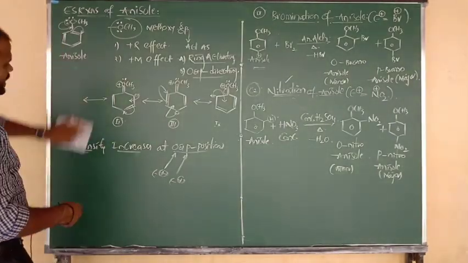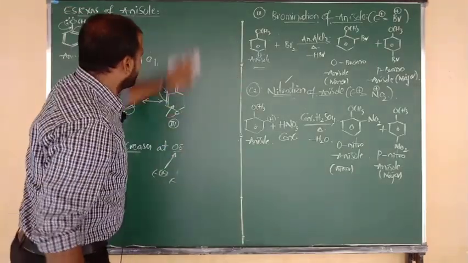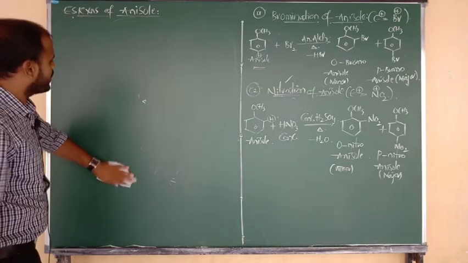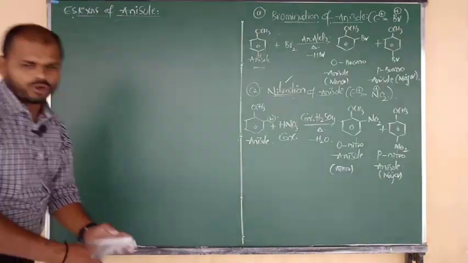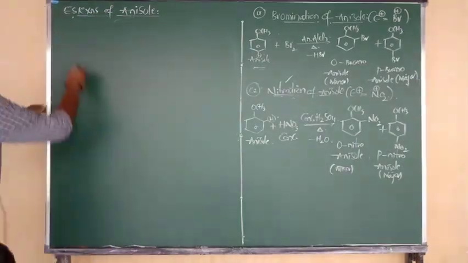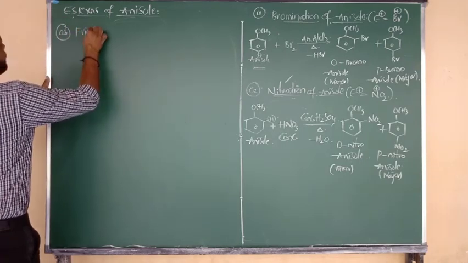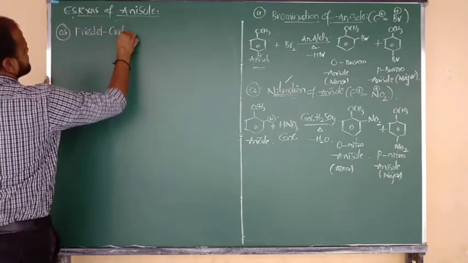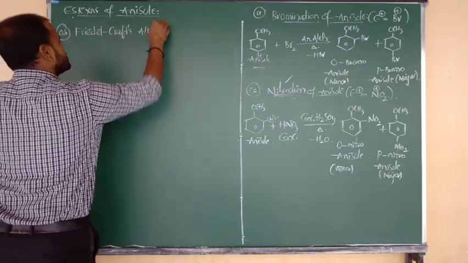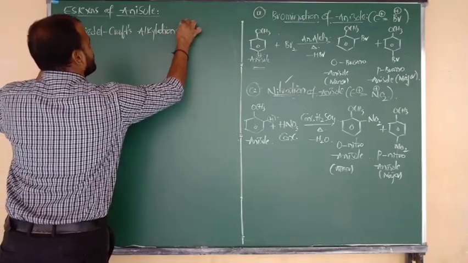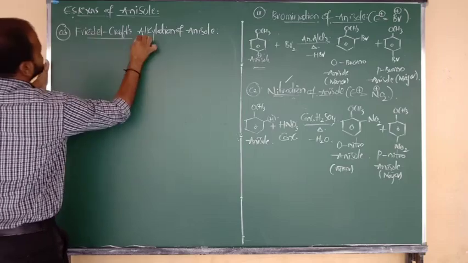The third one and fourth one are the Friedel-Crafts reactions. Yes, you know very well. Friedel-Crafts alkylation and one more, what, beta? Friedel-Crafts acylation. Such two electrophilic substitution reactions of anisole we have to discuss now. The third reaction is Friedel-Crafts alkylation of anisole.